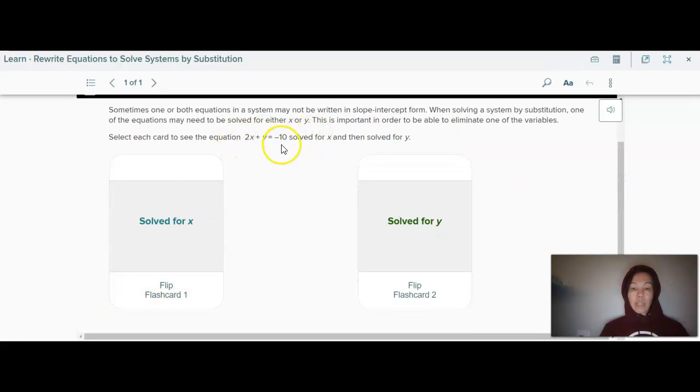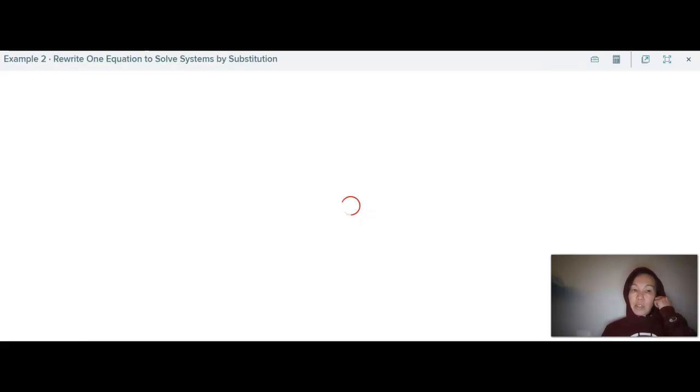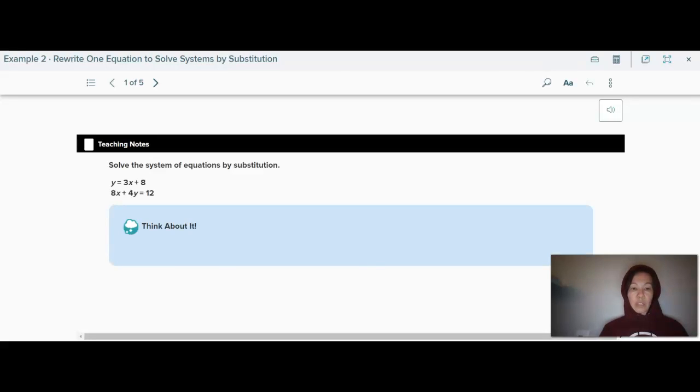So if we took this equation and wanted to solve it for x, we could get x by itself, or we can get the y by itself. It's going to be a lot simpler in this case to get the y by itself. Whatever variable doesn't have a coefficient is generally going to be easier to get by itself. So let's look at another system where we have to rewrite one of the equations.